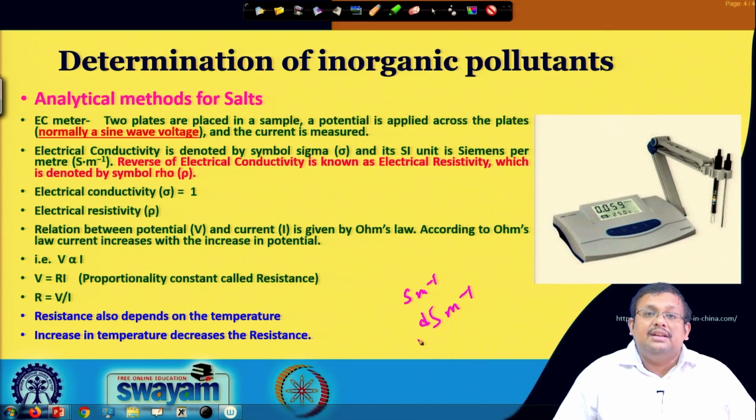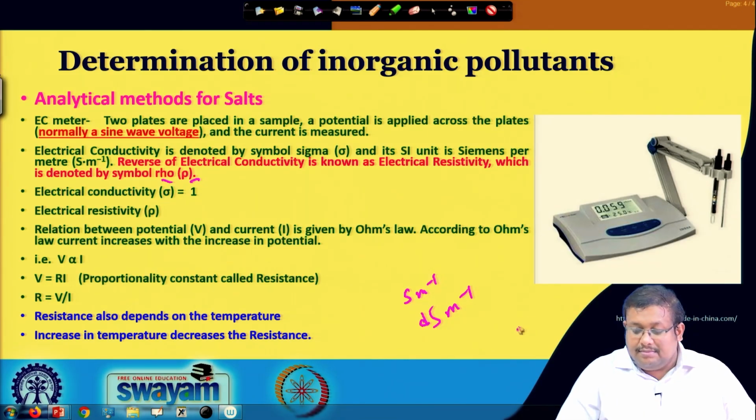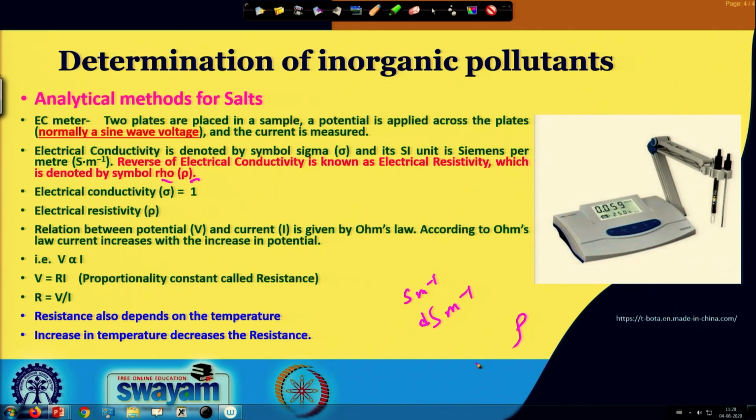Now, the reverse of electrical conductivity is known as the electrical resistivity. Remember, the reverse of conductivity is resistivity, which is denoted by the symbol rho. And remember that there is a relationship between the potential, which we denote by V, and current by I.